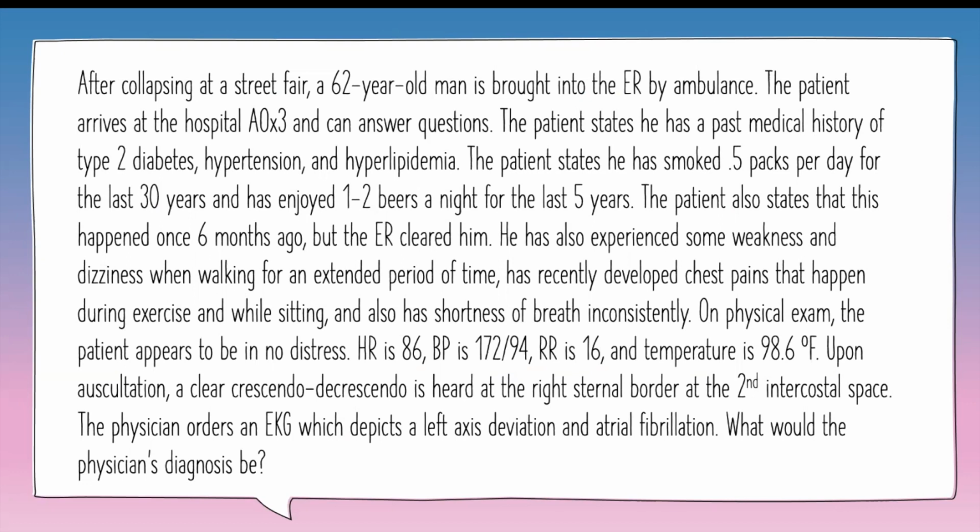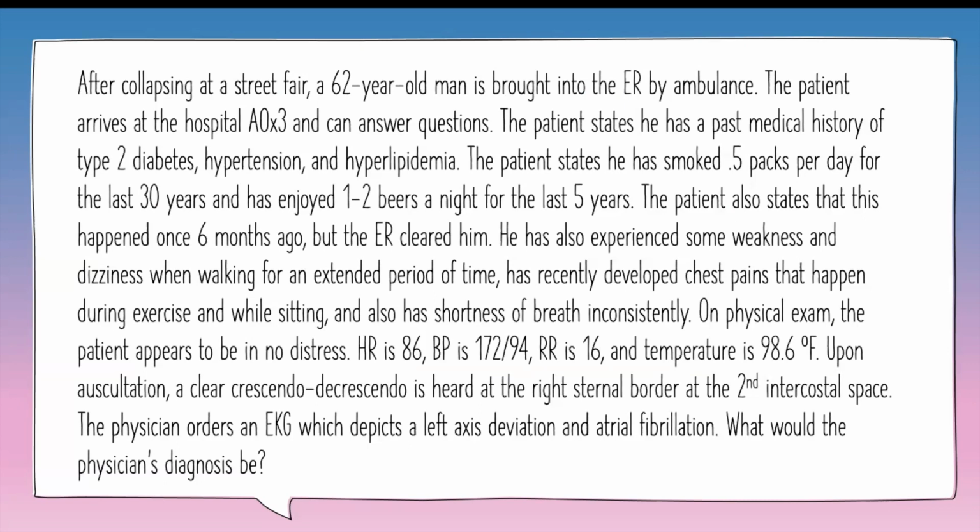He has also experienced some weakness and dizziness when walking for an extended period of time, has recently developed chest pains that happen during exercise and while sitting, and has had shortness of breath inconsistently. On physical exam, the patient appears to be in no distress. Heart rate is 86, blood pressure is 172/94, respiration rate is 16, and temperature is 98.6. Upon auscultation, a clear crescendo-decrescendo is heard at the right sternal border at the second intercostal space. The physician orders an EKG, which depicts a left axis deviation and atrial fibrillation.